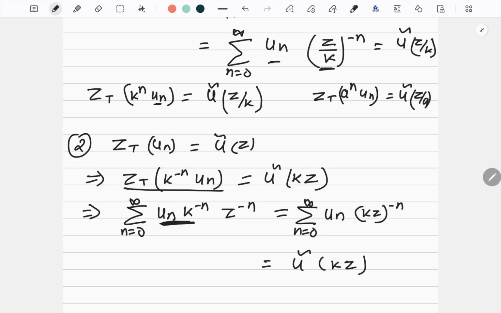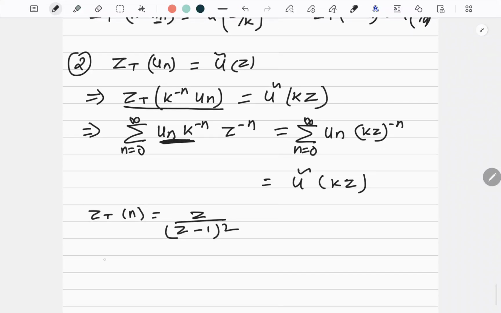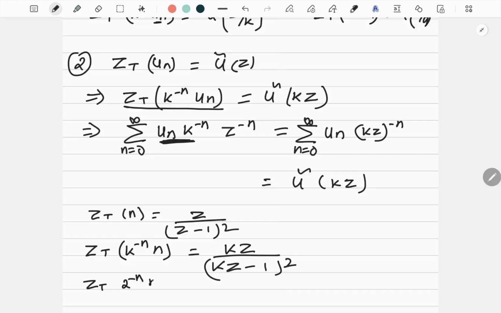As simple as that. Simple example. The z transform of n is what? Just now we said z upon (z minus 1) square. So by this rule, if I ask you what is the z transform of k to the power minus n times n, what will you say? kz upon (kz minus 1) square. That's it. If I ask you what is the z transform of 2 to the power minus n into n, what will you do? Simple. 2z upon (2z minus 1) square.